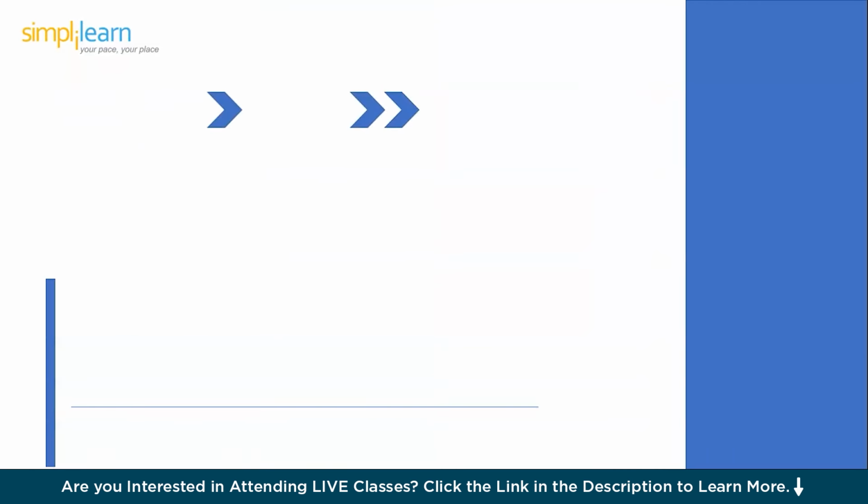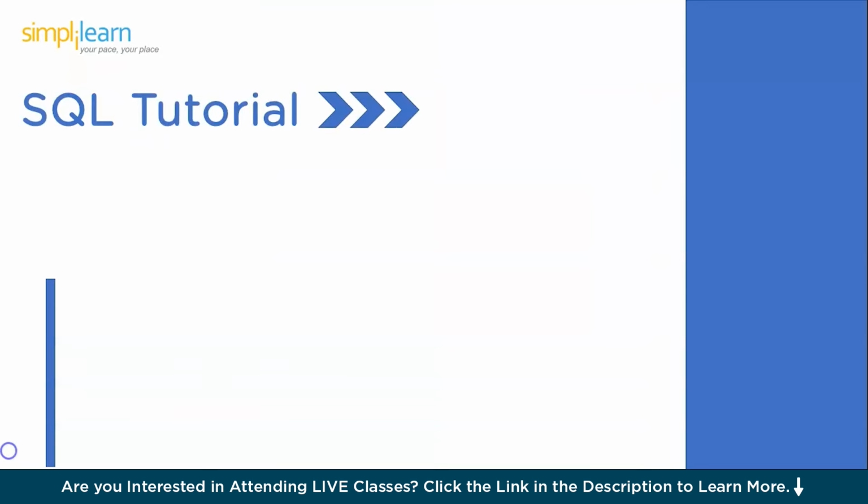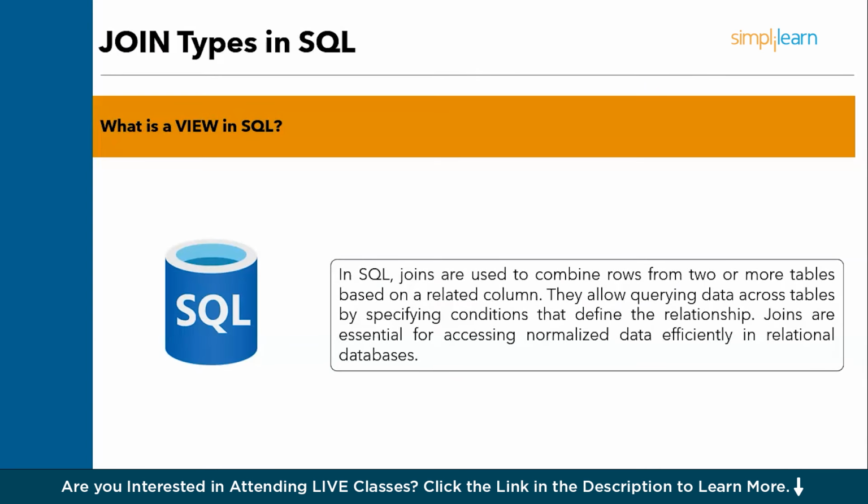Without further delay, let's get started with our one-point agenda for today's session, which happens to be the types of joins in SQL. So before that, let's understand what exactly is a join in SQL. In SQL, joins are used to combine rows from two or more tables based on a related column, or you can also call it a primary key. They allow querying data across tables by specifying conditions that define the relationship. Joins are essential for accessing normalized data effectively in relational databases.